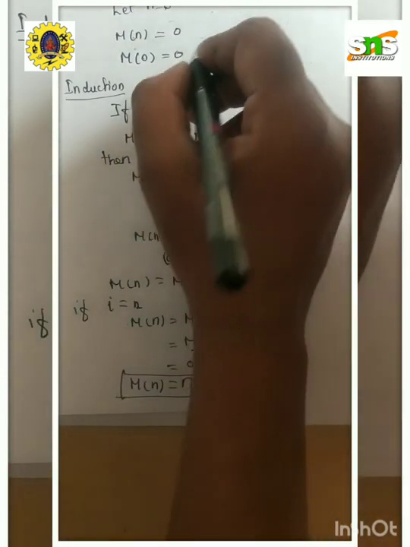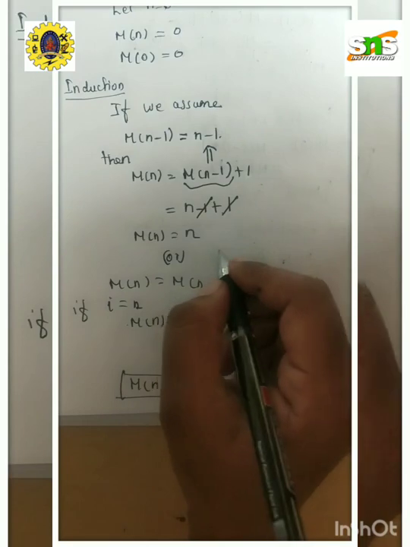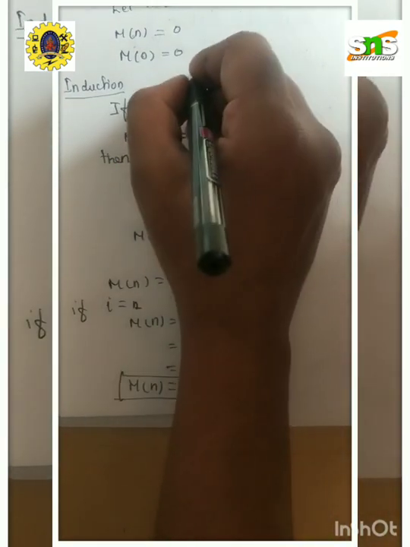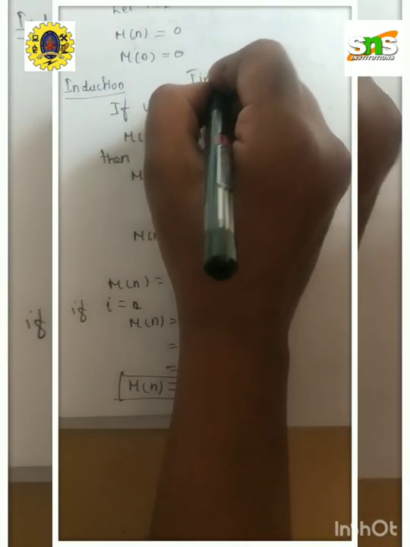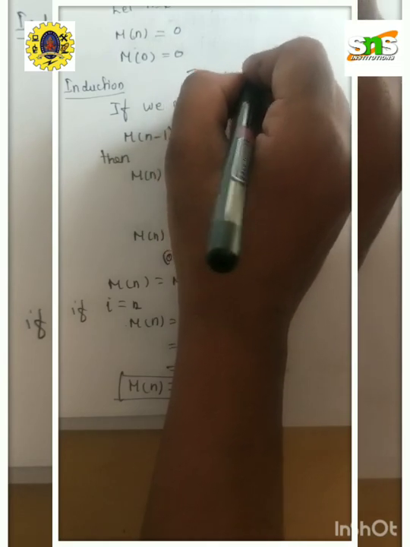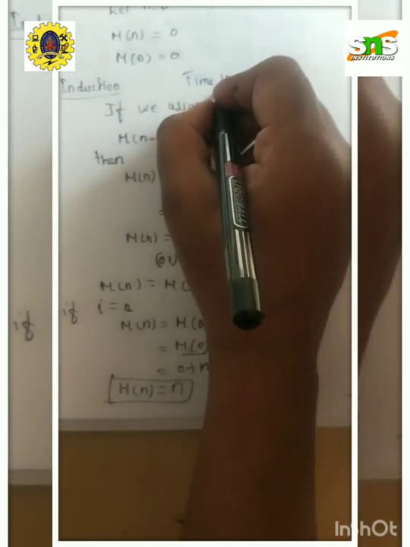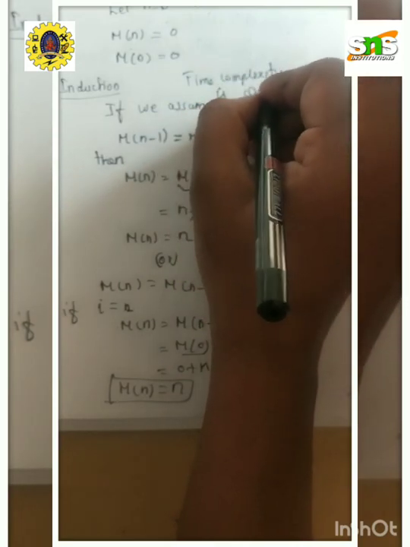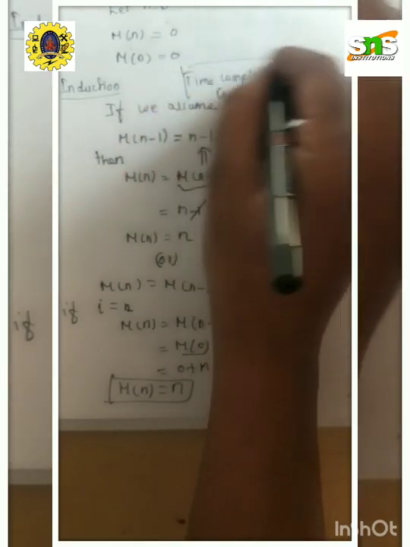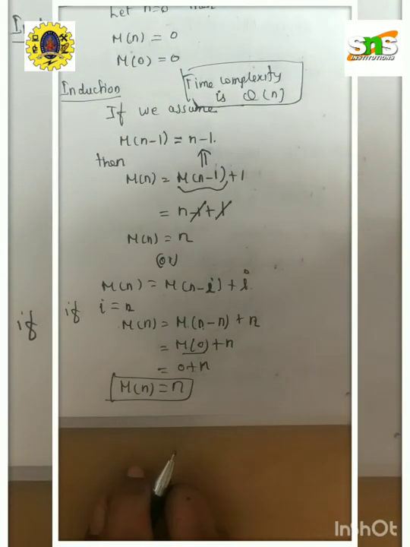So the time complexity T is order of n, the time complexity of factorial for a given number n.